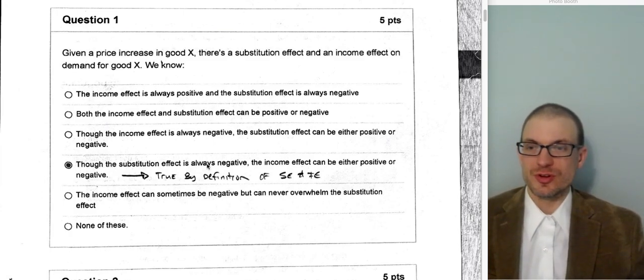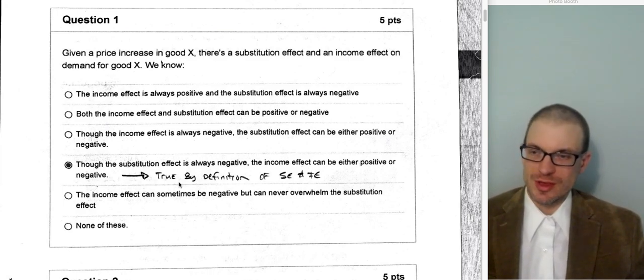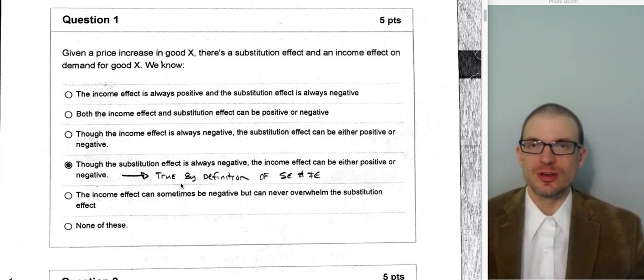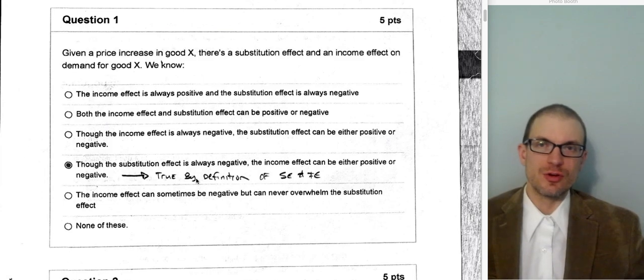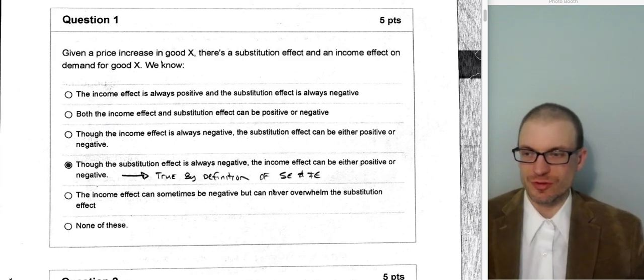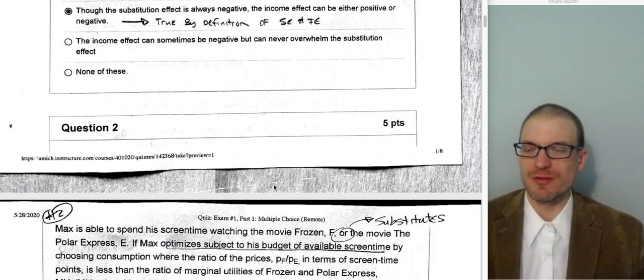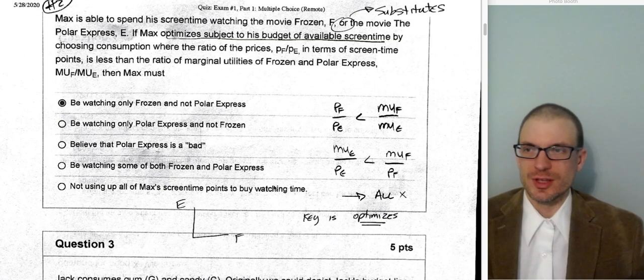So though the substitution effect is always negative, the income effect can be either positive or negative. In fact, this is true just by definition. I had the slide where I was showing the separating out of the effect of the price change into the substitution effect and the income effect. With a price increase, the substitution effect would lead towards a decrease in the quantity demanded of that particular good. The income effect could lead to an increase or decrease. It could be positive or negative according to whether we've got a normal or an inferior good. So this is just true by definition of substitution effect and income effect. I meant for that one to be hopefully relatively straightforward.